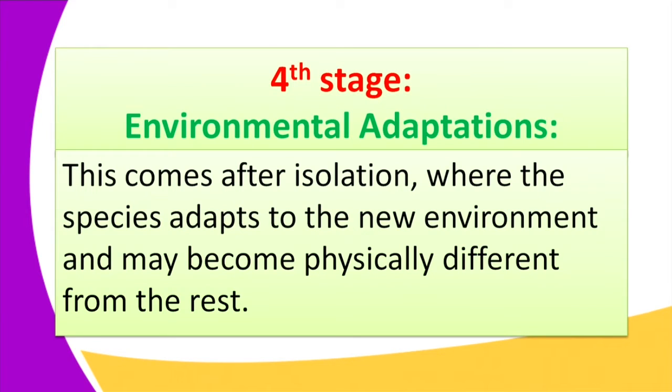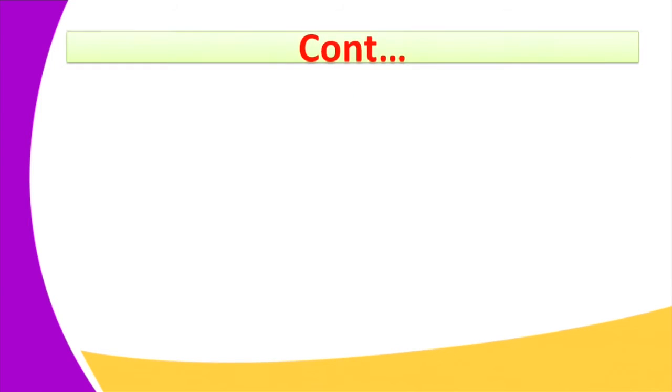So the only difference between isolation and environmental adaptation is that in environmental adaptation, the organism must change completely so that it can adapt to the new environment. These species become physically different from the rest. Whereas in isolation, after an animal has been left, some of the physical features, not all, may change so that it can adapt. That is the only difference. So on the fourth stage, an animal becomes physically different from the rest so that it can fit in the new environment.